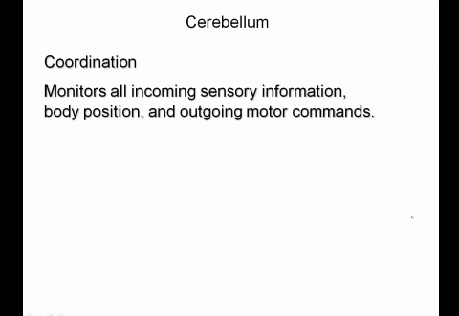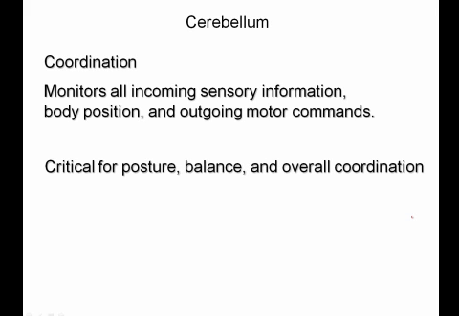The cerebellum, back in the back of the brain, is responsible for coordination. The cerebellum will monitor all incoming sensory information, including that about body position, balance, equilibrium, and it also monitors outgoing motor commands, and so it really compares to make sure that we're doing what the brain intends for us to do. So in order to have posture, balance, any type of coordinated muscle movement, the cerebellum constantly is having to keep up with body position, muscle tension, joint position, gravity, all of these different things so that we can have coordinated activity.